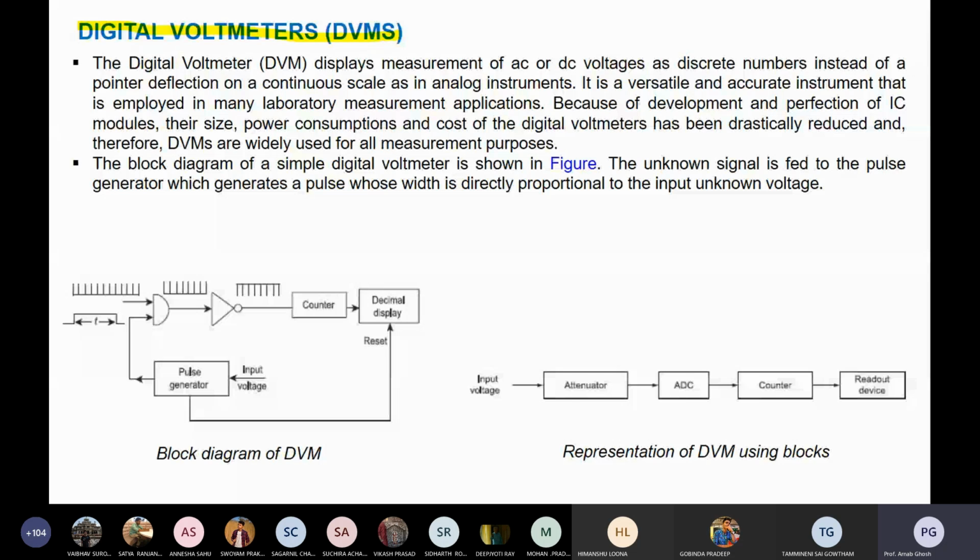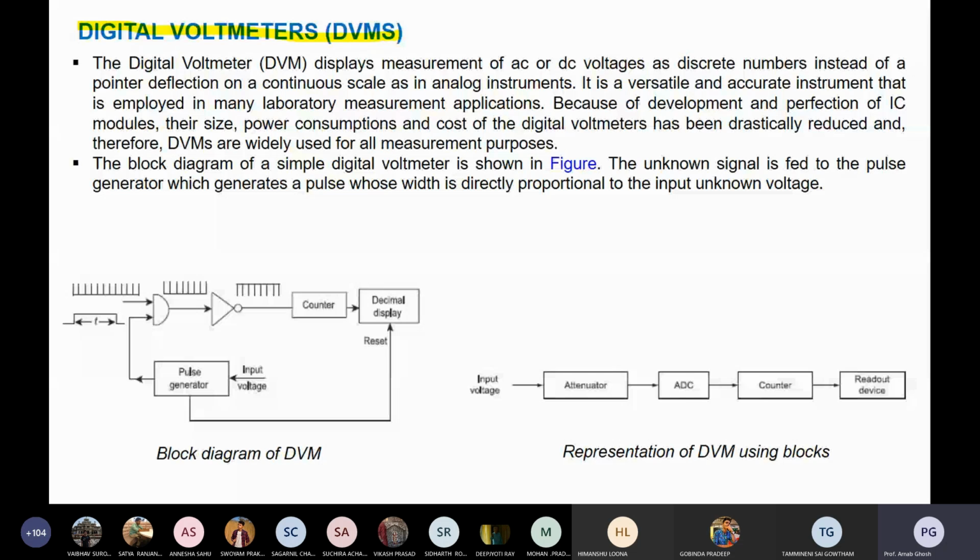Digital voltmeter. Normally in an analog voltmeter, what is the problem? There is no problem. But you want to go for very sophisticated applications. Okay, so that's why you are changing your system from analog to digital. That's the basic motivation. So what is a digital voltmeter? It displays the measurements.